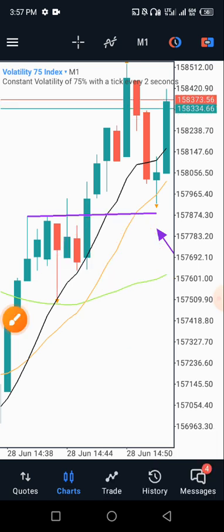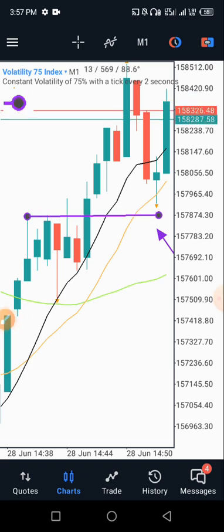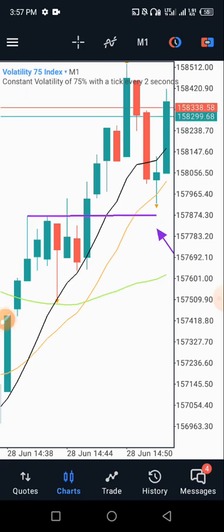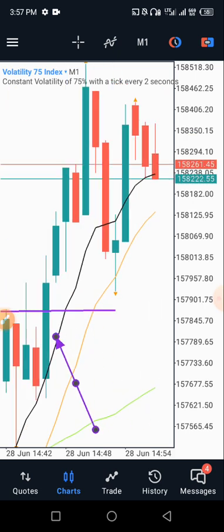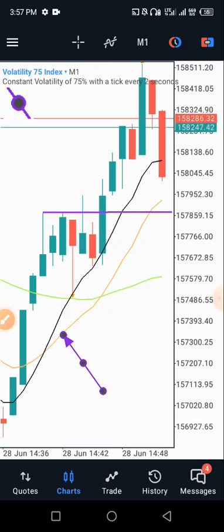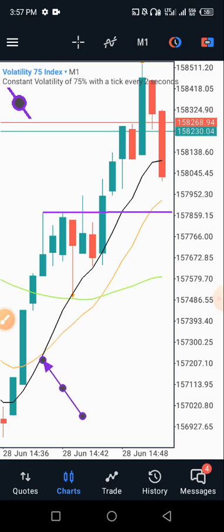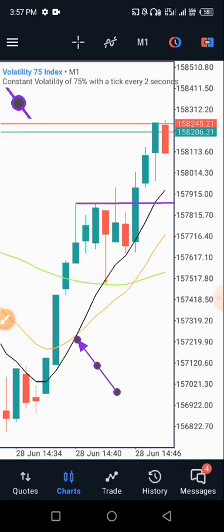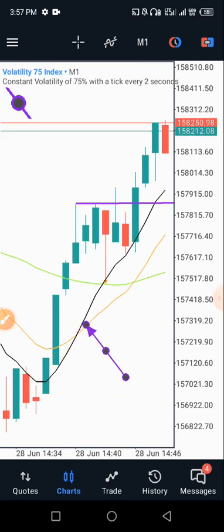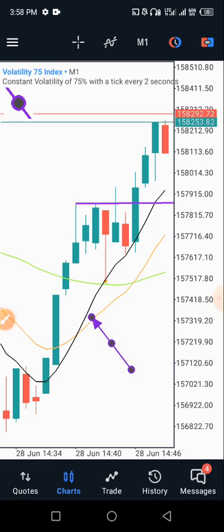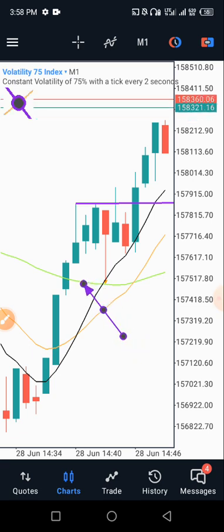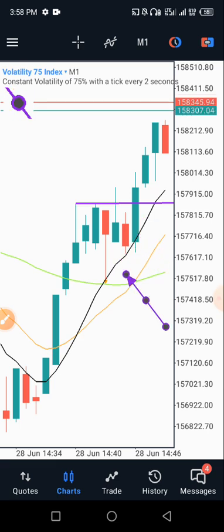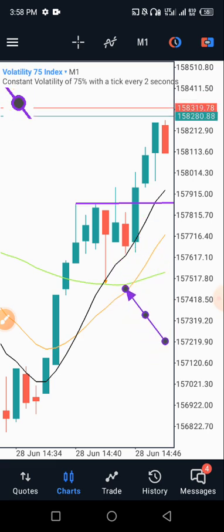The first thing we want to do is to make sure that whenever we want to make use of this indicator, we want to see a crossing. We want to see the black cross the yellow. And when we see the black cross the yellow here, we do not enter the market yet. We want to see the black also crossing the green here, and then we want to see the yellow crossing the green also.